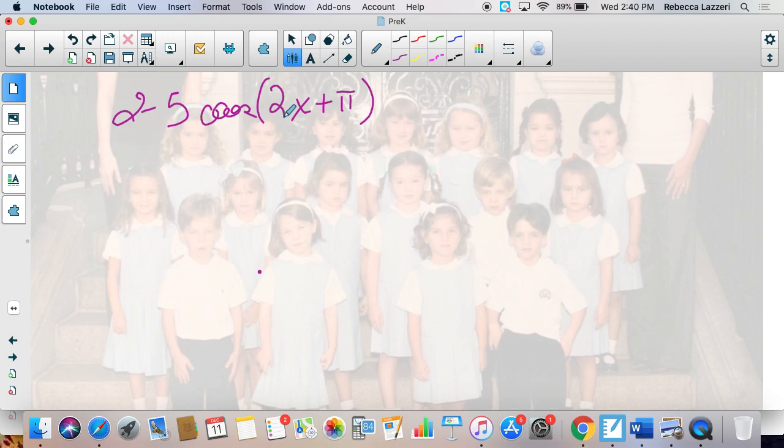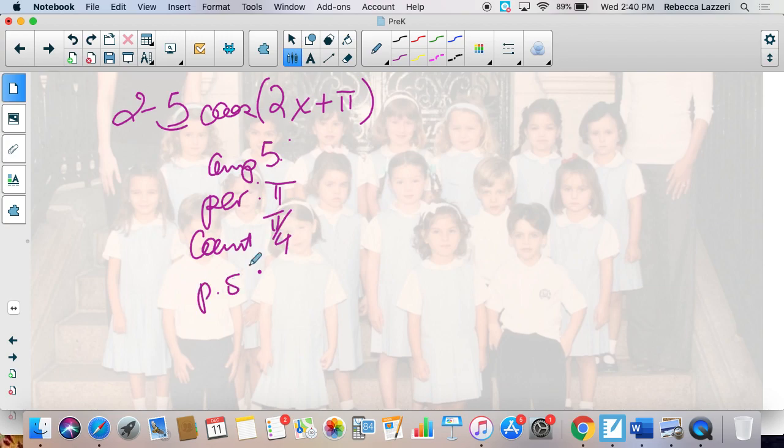All right, so the amplitude is 5, the number multiplied to cosine. The period is 2 pi over 2. The count is pi over 4. Phase shift is negative pi over 2. Oh, was it 2x plus pi? It's 2x plus pi. Okay, so this is negative pi over 2, so it'll go back. And the vertical translation is 2.